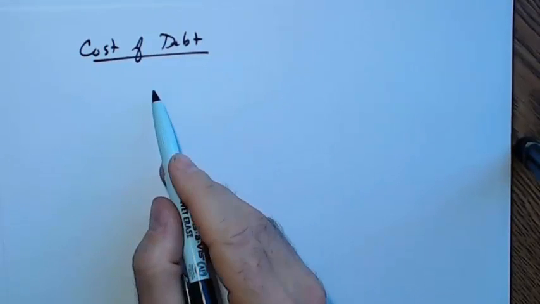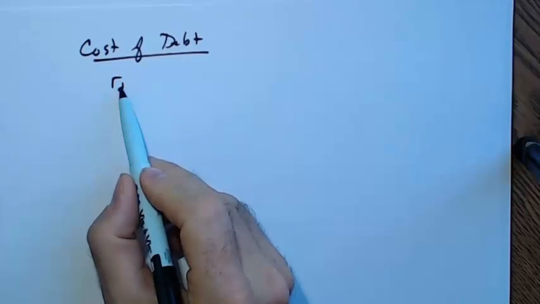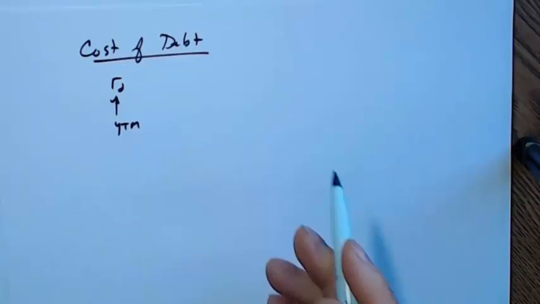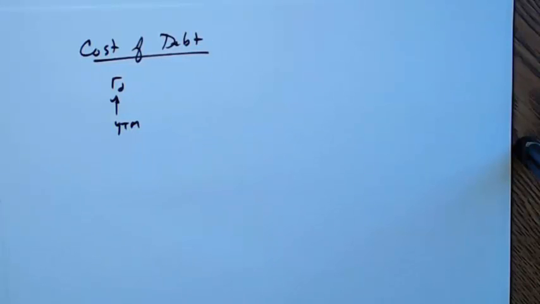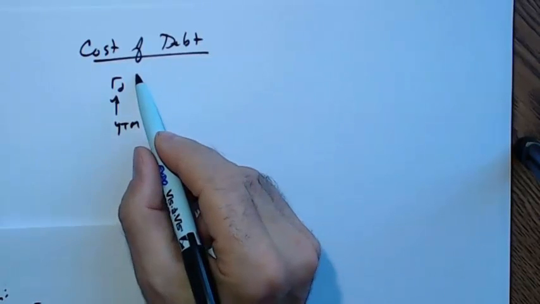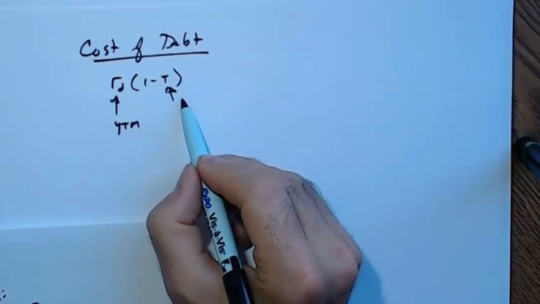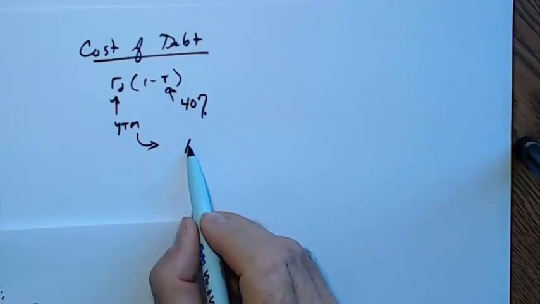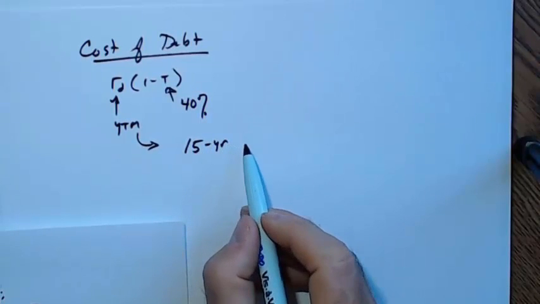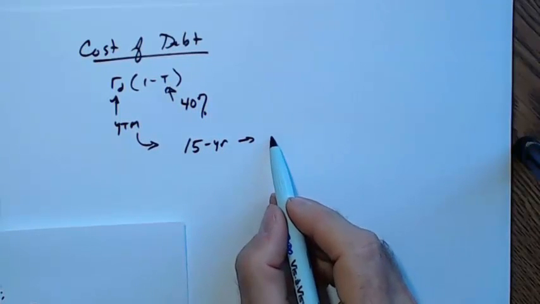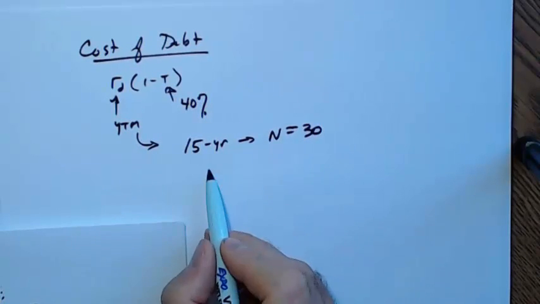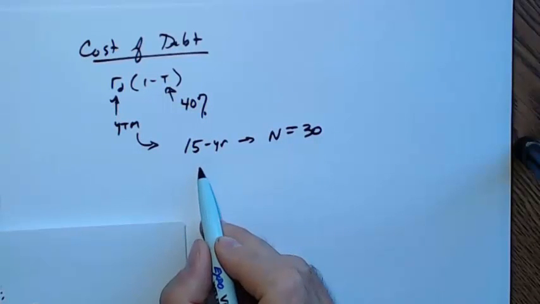Now, like I said before, we need to take RD, and think of this as the yield to maturity on the bond, just like we calculated previously. It's the yield to maturity on the bond, and we can calculate that yield to maturity. And we know what the tax rate is. That was given at 40%. And the yield to maturity on the bond is, look, it's a 15-year bond, right? Which means, and it's semi-annual, which means N equals 30. Remember this? We're valuing a bond now. And so N is 30.